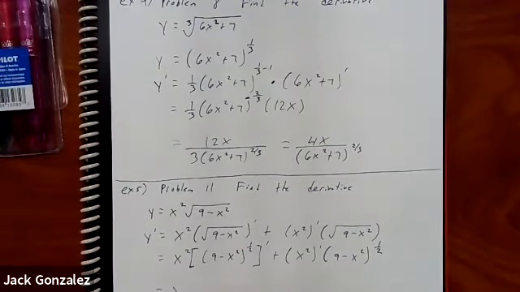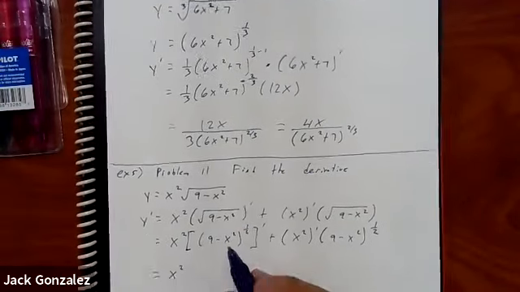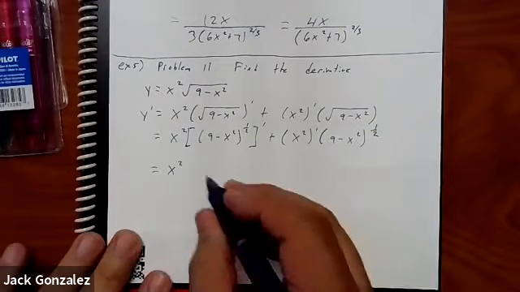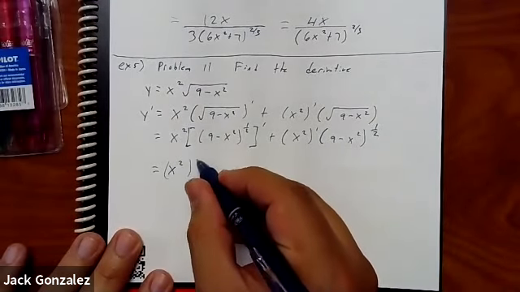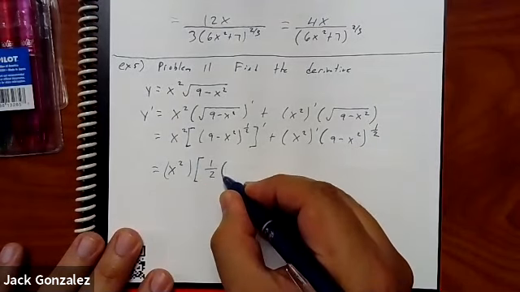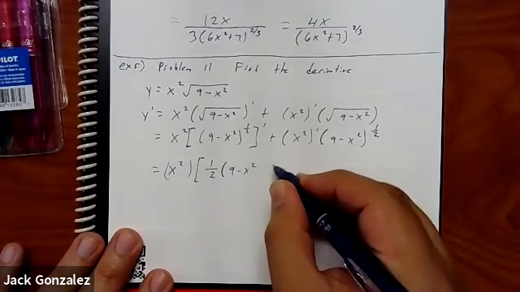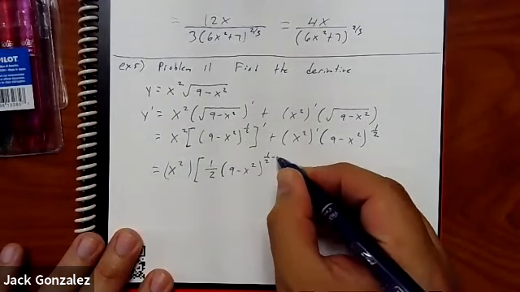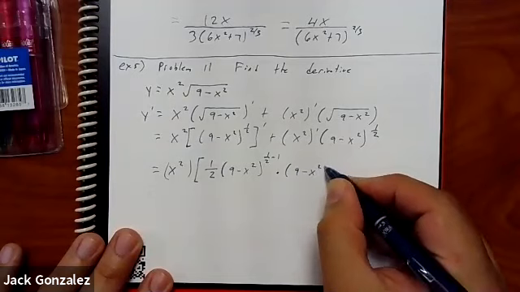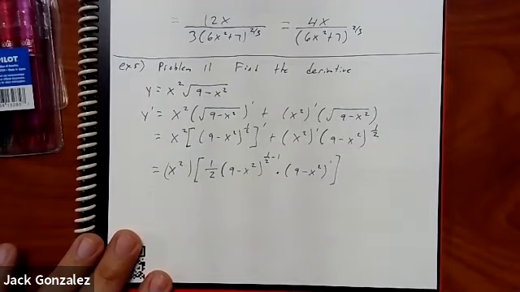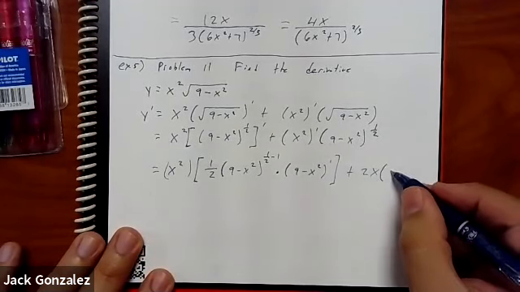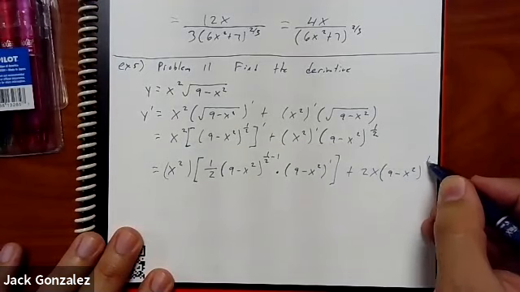Okay. The derivative of this is going to be a chain rule. So bring down the 1/2 times 9 minus x squared to the 1/2 minus 1 times the derivative of the inside. Plus the derivative of x squared, which is 2x, times 9 minus x squared to the 1/2.